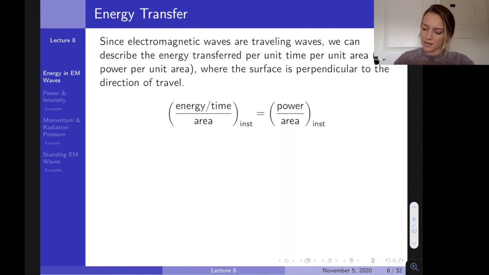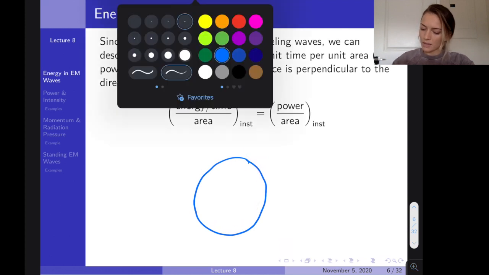So let's say we have some surface, just like we did when we did sound intensity and the power of sound. Let's say I have some arbitrary surface here, which is my blue circle, and I have electromagnetic energy.